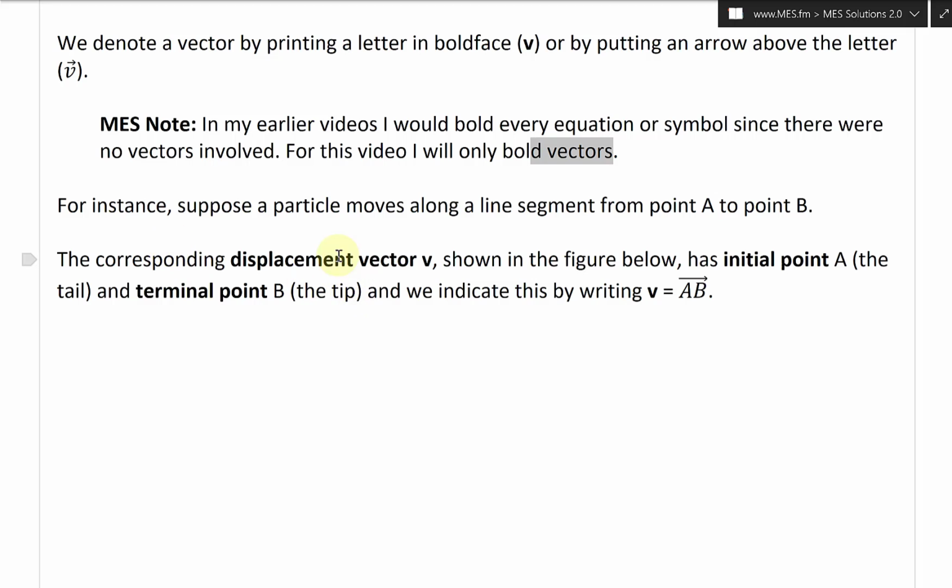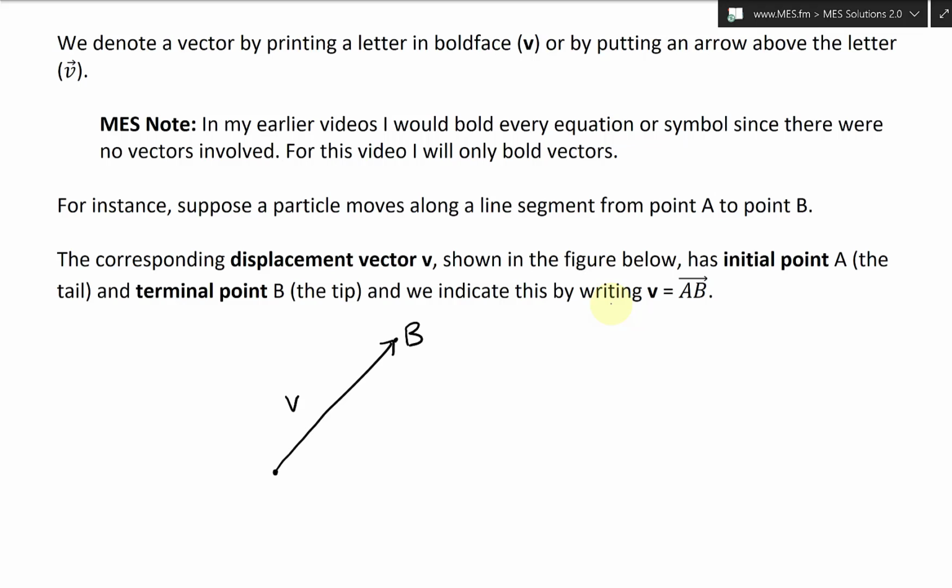So, for instance, suppose a particle moves along a line segment from point A to point B. The corresponding displacement vector v shown in the figure below has initial point A, the tail, and terminal point B, the tip. We indicate this by writing v is equal to AB, from A to B with an arrow on top, so it's a vector. All right, so let's say you have a point A, and then you have a point all the way to B here. And now you have an arrow going from point A to point B, and this is the vector v.